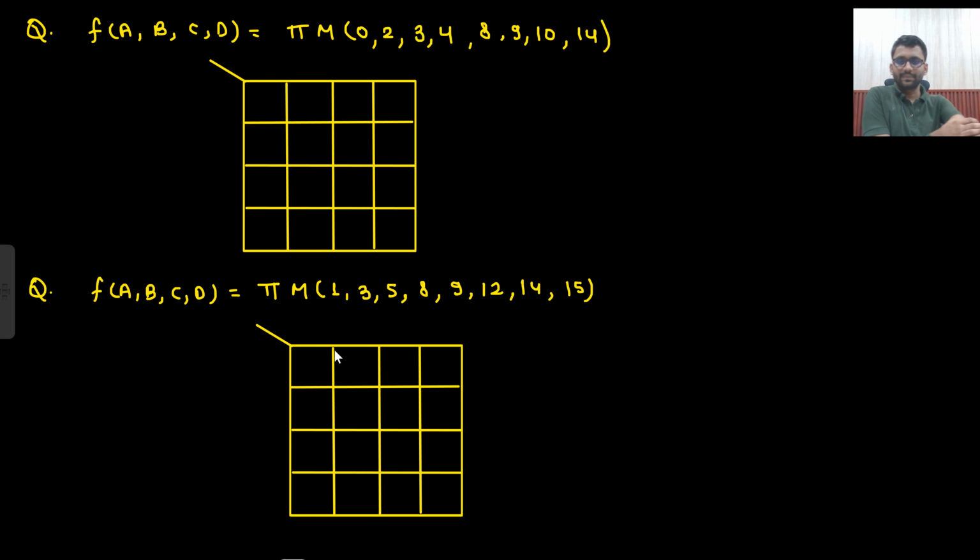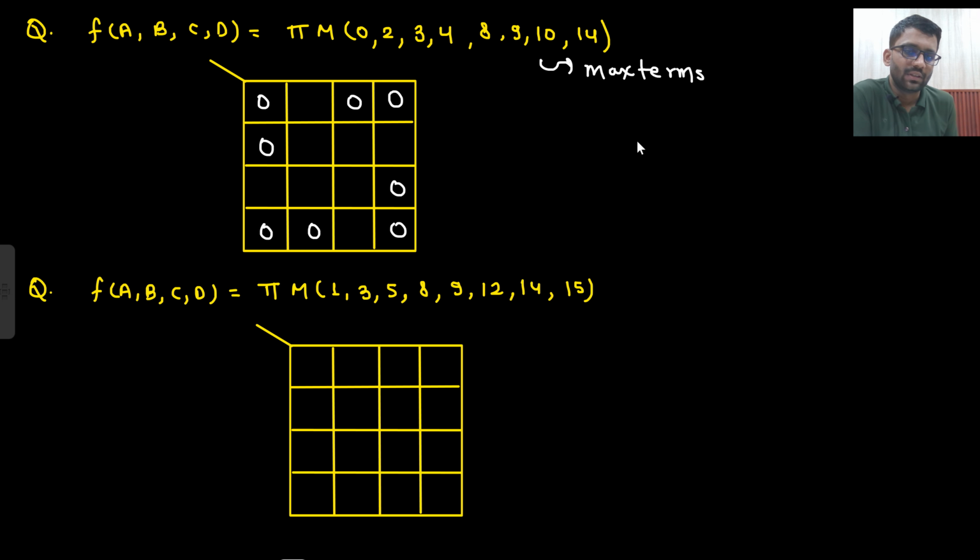Let's solve more examples. So 0, 1, 2, 3, 4, 5, 6, 7, 8, 9, 10, 11, 12, 13, 14, 15. Did I write it right? And what am I focusing on? Max terms. Max term means I will be focusing on zeros. Zeros means I will be focusing on POS. This would be a plus b and this would be c plus d.